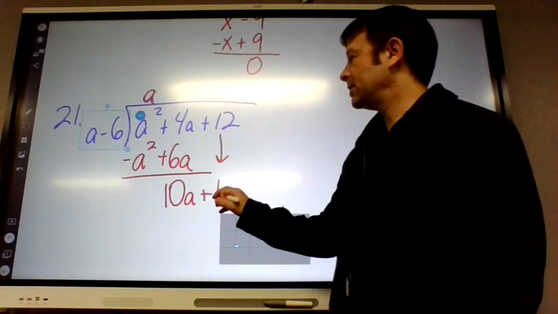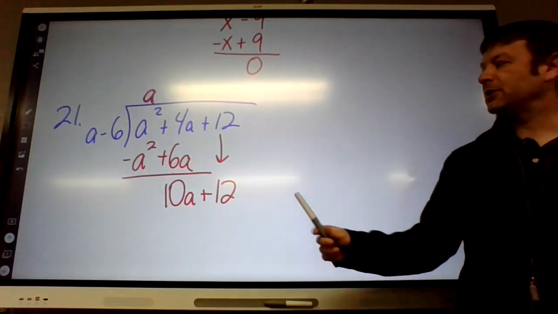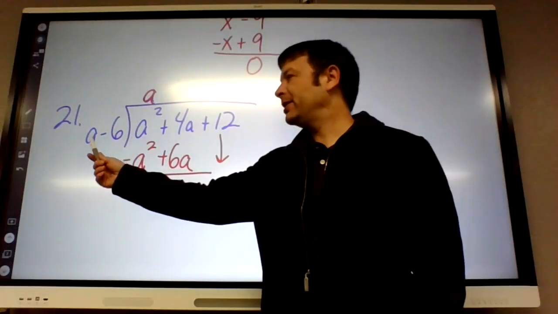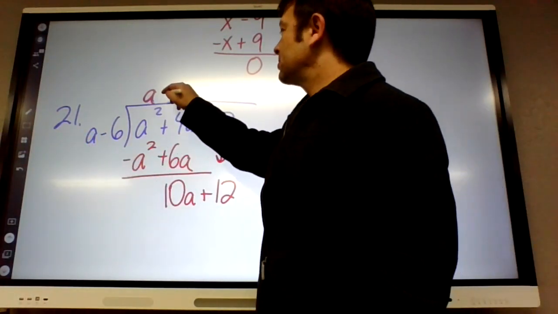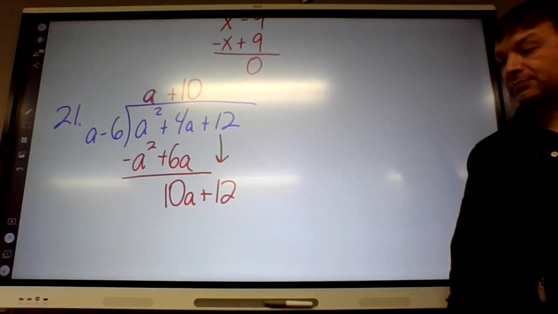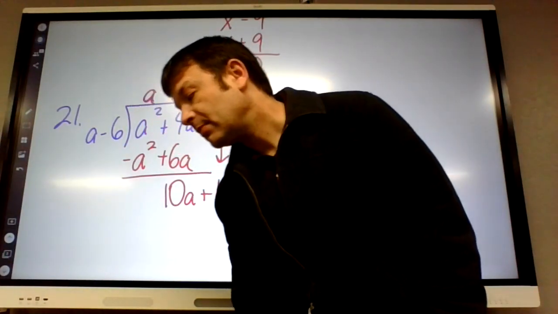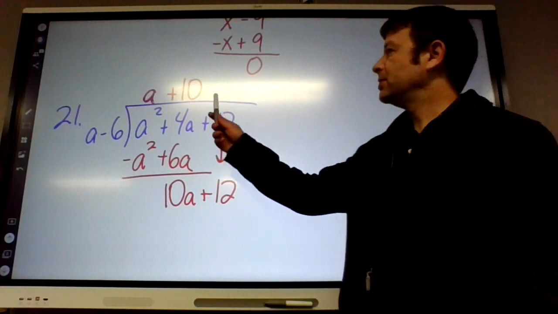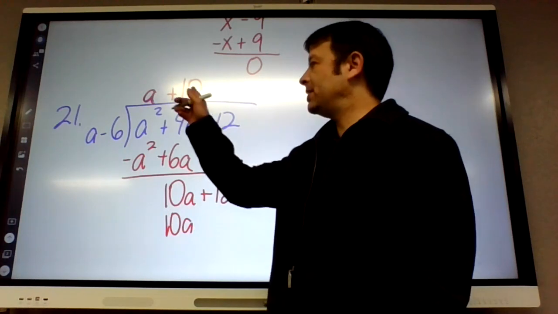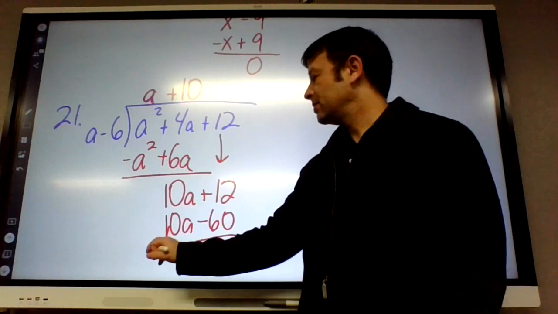Bring down the next one. Okay, and then start over. What is 10a divided by a? 10. So I said 9. Then what's 10 times a? 10a. And what's 10 times minus 6? Negative 60. So minus then positive.